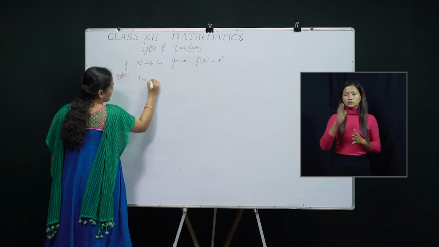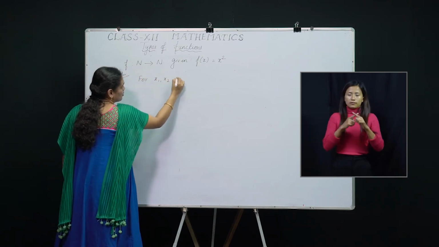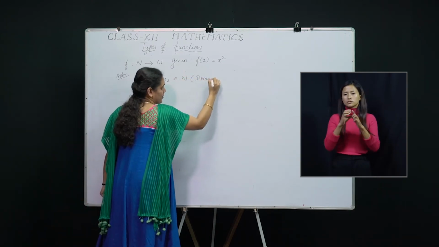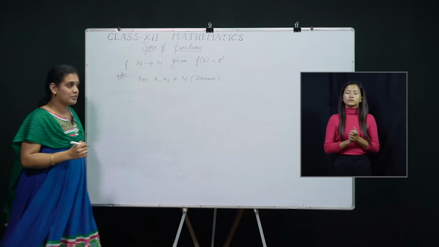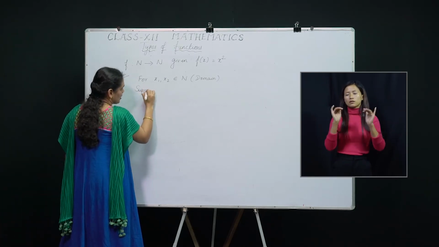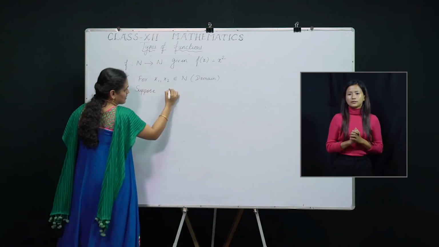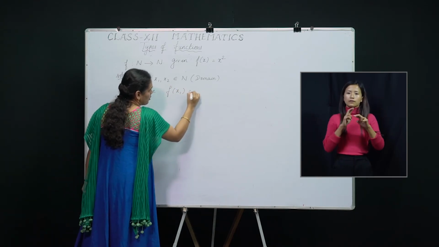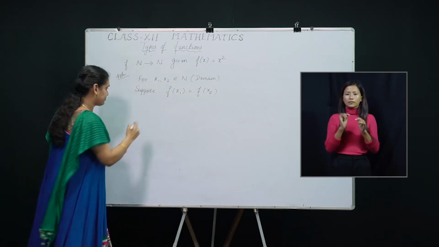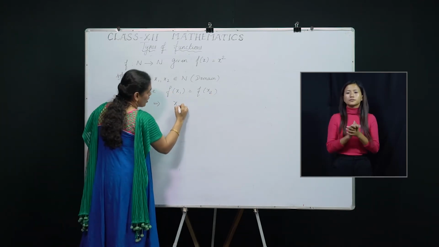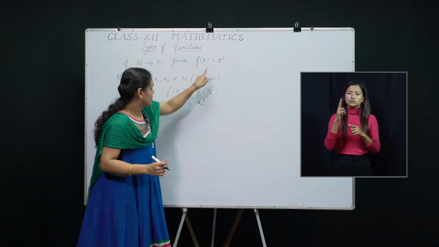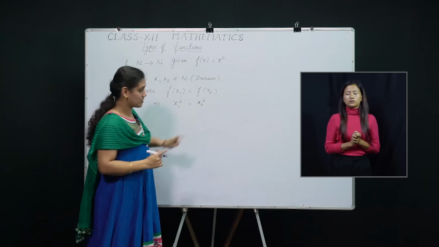For x1, x2 belonging to N, I am taking these from the domain. Suppose we consider f(x1) equal to f(x2). These two images are the same. In that case, x1 squared will be equal to x2 squared, right? f(x) is x squared, then f(x1) will be x1 squared equal to x2 squared.